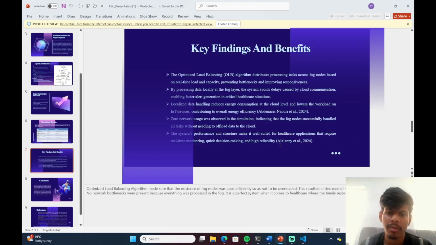And then key benefits. The optimized load balancing algorithm made sure that the existing fog nodes were used efficiently so as not to be overloaded. This results in decreased latency and low cloud dependency. No network bottlenecks were present because everything was processed in the fog. It's a perfect system when it comes to healthcare, where timely response matters.